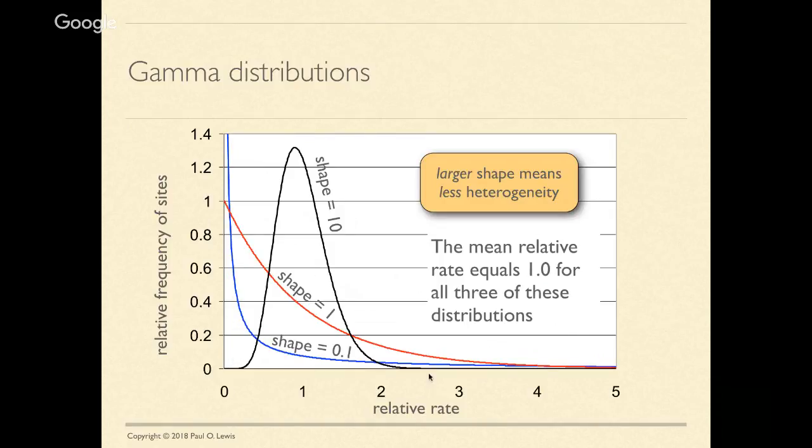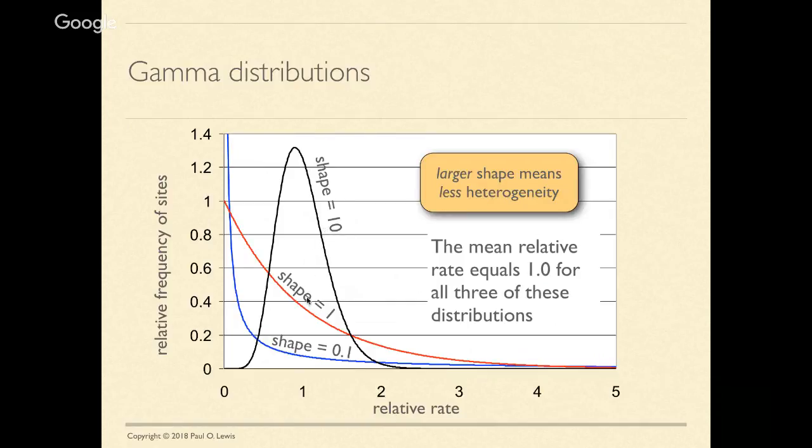Most of the sites are evolving slowly, but a few are evolving very quickly, and those make the average rate what it is. So the average rate is mostly determined by a few sites that are evolving 4 or 5 times the average rate, whereas most sites are evolving much less than the average rate. So if you're estimating the shape parameter when you're using this model, the larger shape parameter means less heterogeneity.